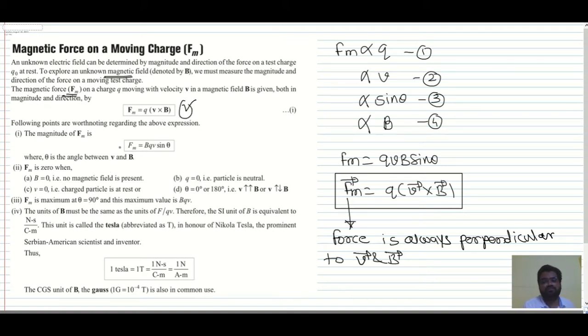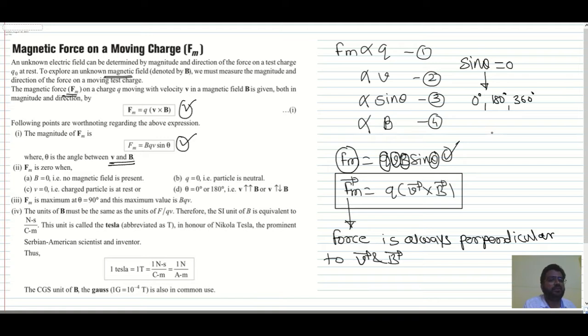Okay, so now some points are there that you need to remember. First point is the magnitude of the force, QVB sine theta, that is what I have written over here. Then theta is the angle between V and B. Fm is 0. Now Fm, that is magnetic force, might be 0 when Q is equal to 0. If you put Q equal to 0 in this expression, Fm is 0. Then if V is equal to 0, Fm is 0. If the magnetic field is 0, Fm is 0. If angle theta, now sine theta will be 0 when theta is equal to 0 degree, 180 degree, 360 degree, and so on.